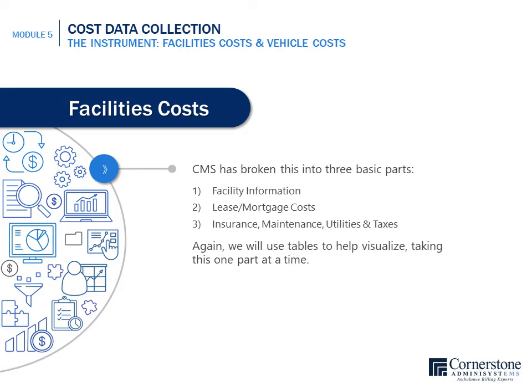Starting with facilities costs, CMS has broken this into three basic parts: facility information, lease/mortgage costs, and then insurance, maintenance, utilities, and taxes. Again, we're going to use tables here to help visualize things, and we'll take this one part at a time.